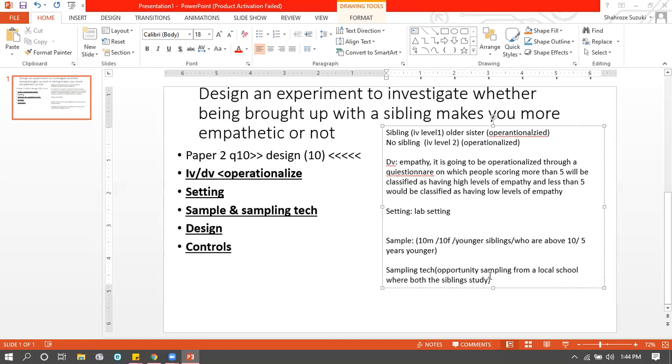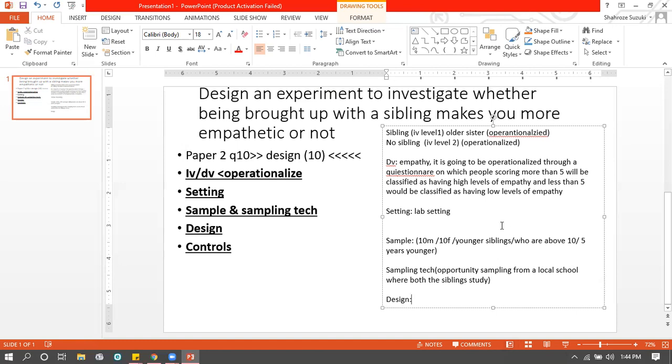Yep, yep. All right, design. Now design. I just want to make sure you understand there are three types of designs: independent measures design, repeated measures design, and matched pair. Right? Now, first tell me this.